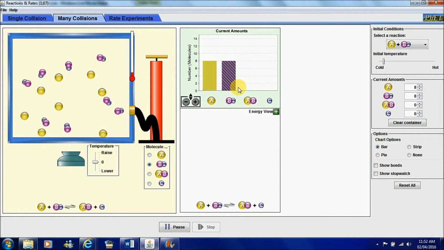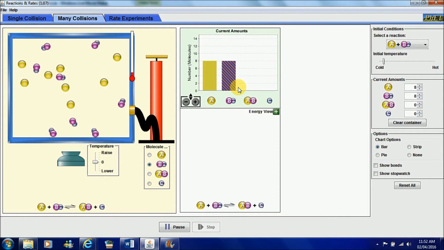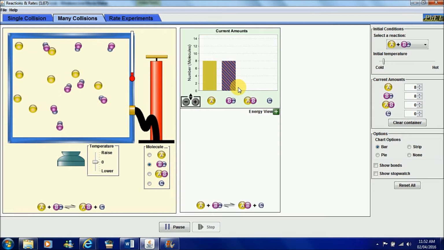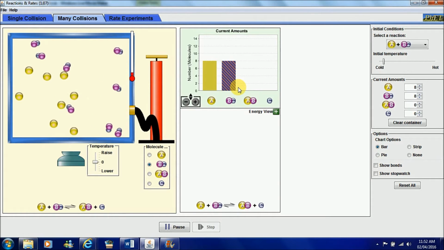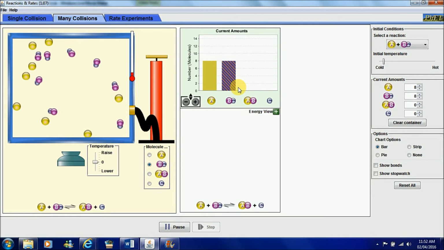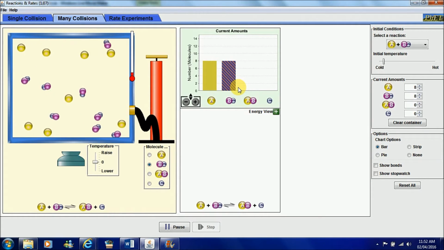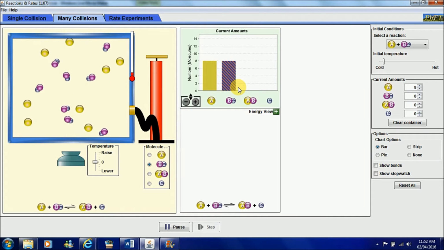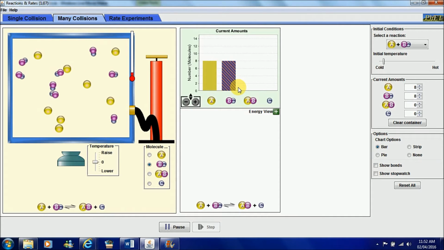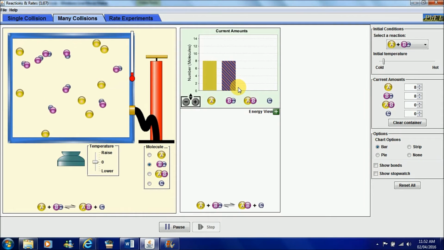So in order for reactants to transform into products, there must be collisions between the reactant molecules. But those collisions must also contain enough energy in order for existing bonds to be broken and new bonds to be formed. The collisions must also occur in the correct orientation. In other words, the reactant molecules have to be hitting one another in the right location.